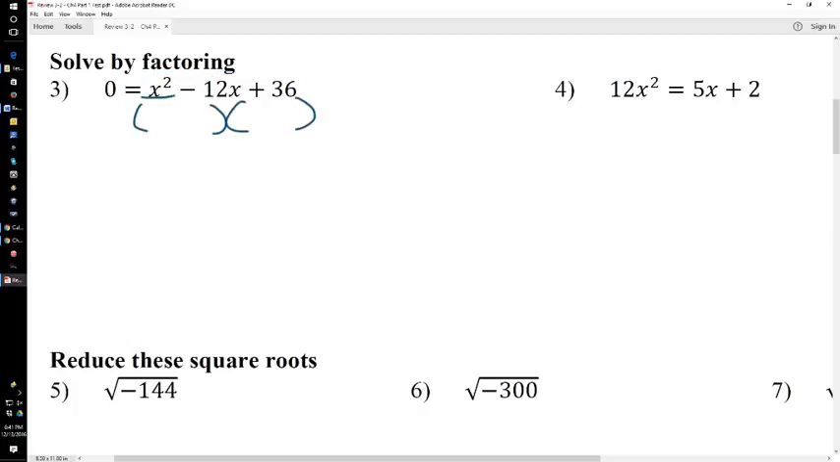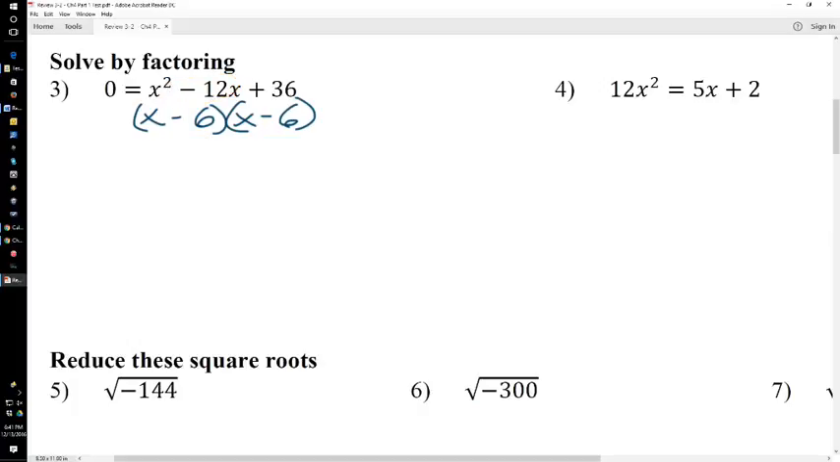Two things that multiply to the left term are x and x. X times x is x squared. Two things that multiply to the right term would be 6. In this case, 6 times 6 is 36. But they also have to add up to this middle term, negative 12. So I'm just going to make both of them negative, because in this case, negative 6 times negative 6 is a positive 36. They also add up to a negative 12. So those are my two options.